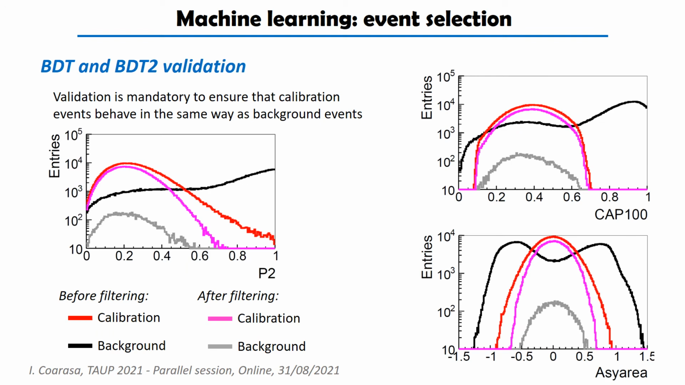Although the VDT-VDT2 method gives a good event separation between scintillation and noise events, the validation of boosted decision trees becomes mandatory to ensure that calibration events used in the training behave in the same way as background events. For instance, the validation of three variables used in training is shown here. We can observe that there is a good agreement in the shape of distributions for variables between cadmium-109 calibration events and the selected scintillation data.